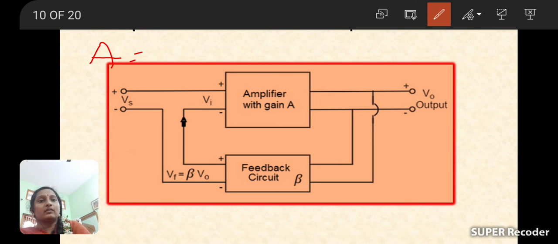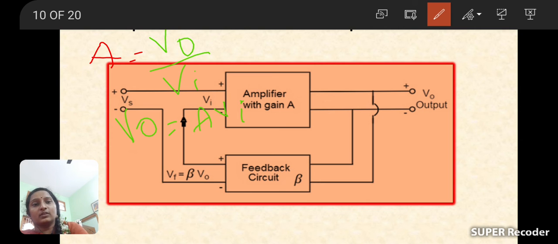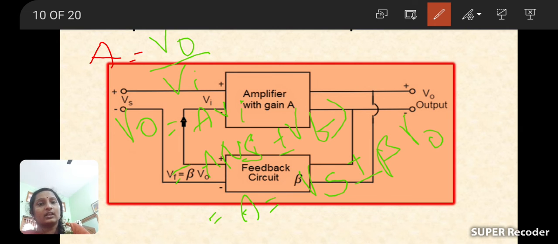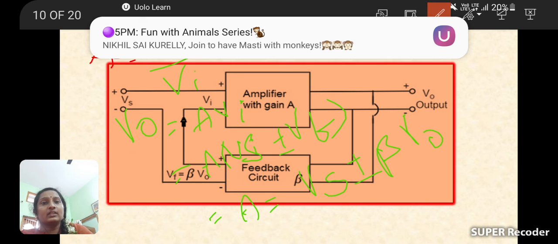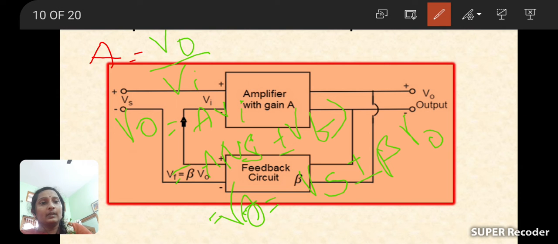Here again, A is equal to output voltage by input voltage, that means V naught by Vi. But it is rewritten as output voltage V naught is equal to A into Vi. According to this, Vi is equal to source voltage Vs plus or minus feedback voltage Vf, and Vf is, as already told, beta into V naught. So finally the output voltage V naught is equal to A into Vs plus or minus beta into V naught.